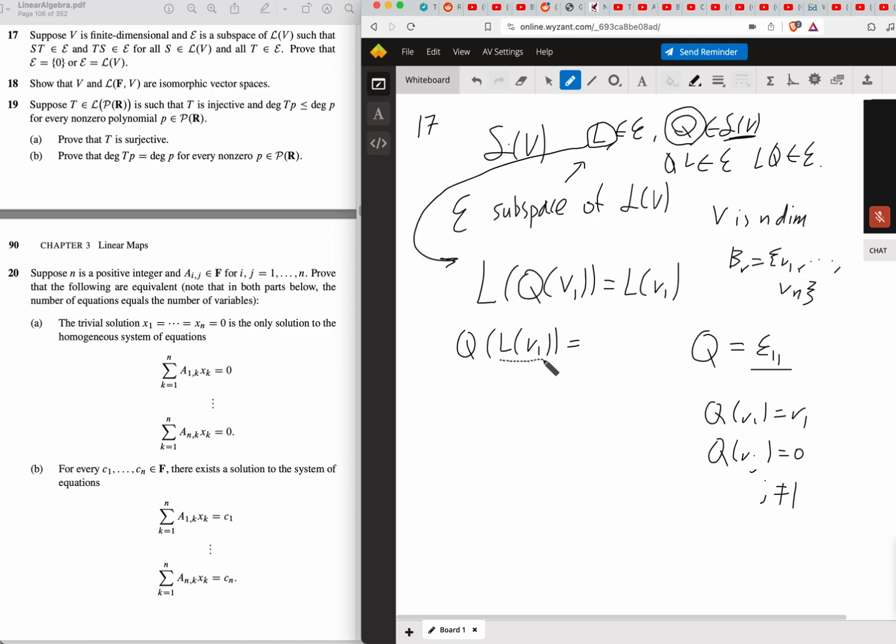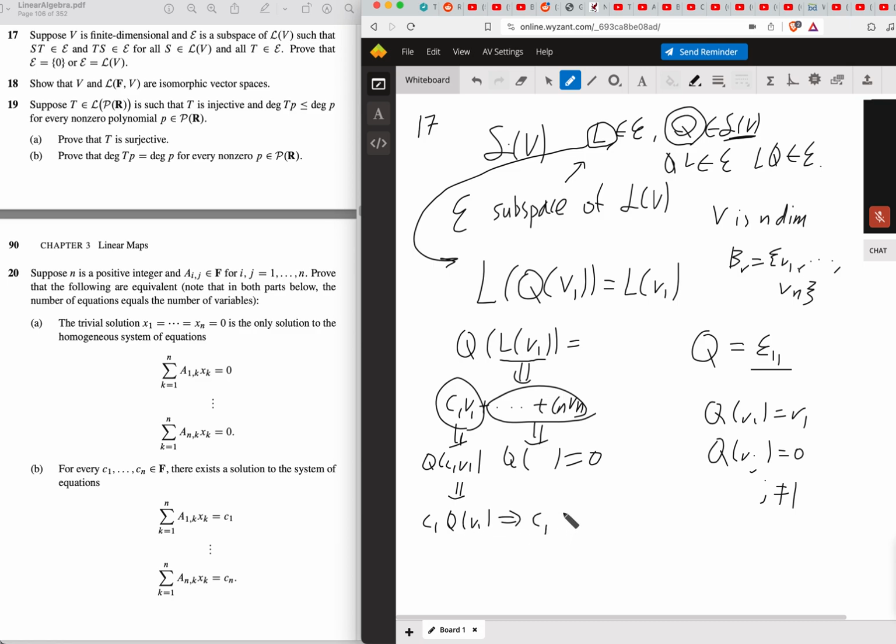So L of V1 is going to be equal to some C1 V1 up until Cn Vn. But all the other parts go away, right? Because Q maps those to 0. This is the part that matters. Q of C1 V1 is going to be C1 times Q of V1, and what that's going to be is just C1 times V1.